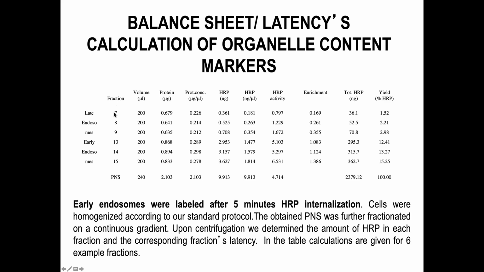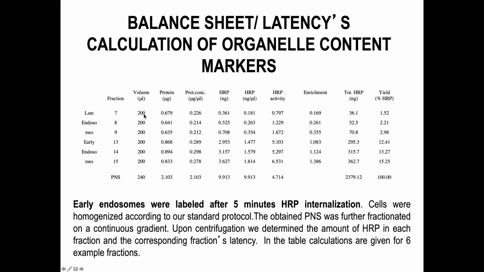Therefore, the low numbers are on the top of the gradient, the high numbers are more on the bottom of the gradient. So we have late endosomes, early endosomes, lysosomes here on top, the late endosomes and lysosomes, the early endosomes, and the other membranes in the middle up to the bottom, and the very heavy fraction is the post-nuclear supernatant.